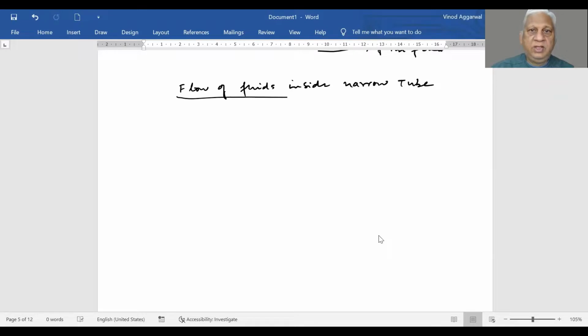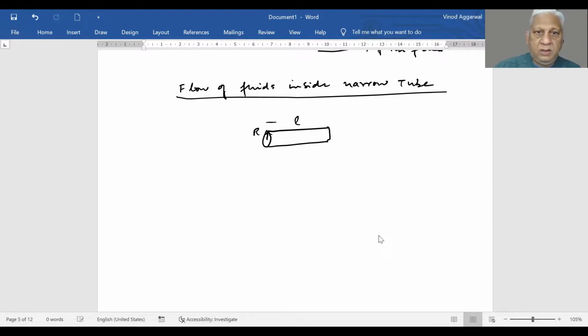Now, let's see flow of fluids inside a narrow tube. Let's say we take a tube of radius r, length L, and there's a delta P across this fluid. If fluid is flowing like this, then pressure here would be more than pressure at this end. Only then it will flow, otherwise fluid will not flow.